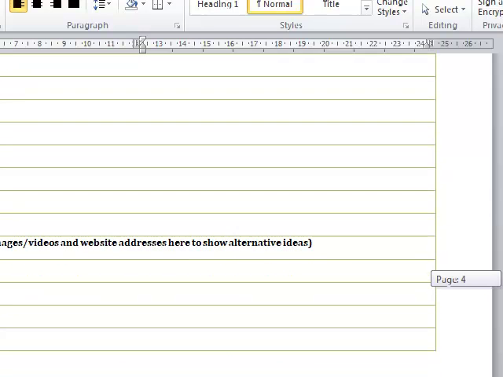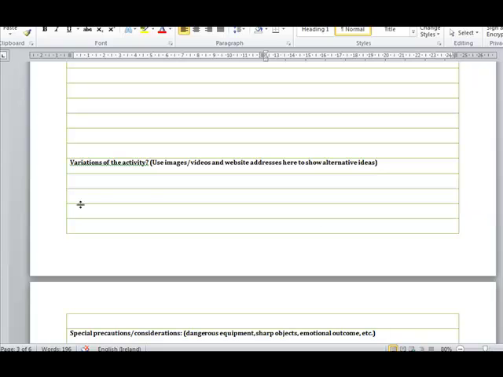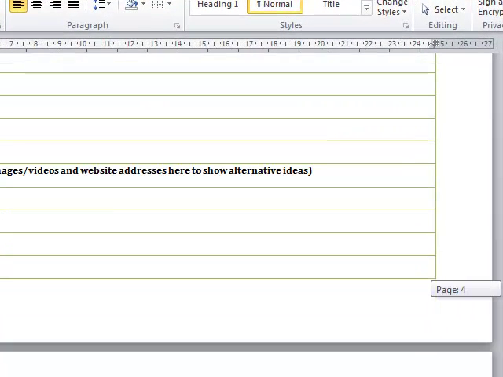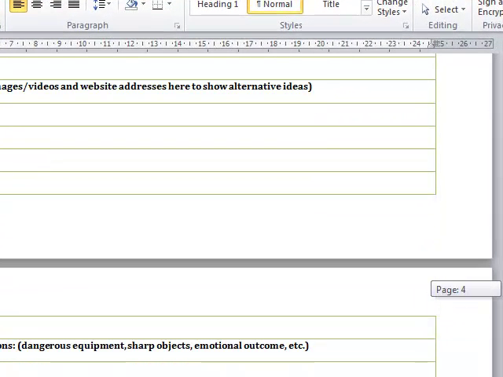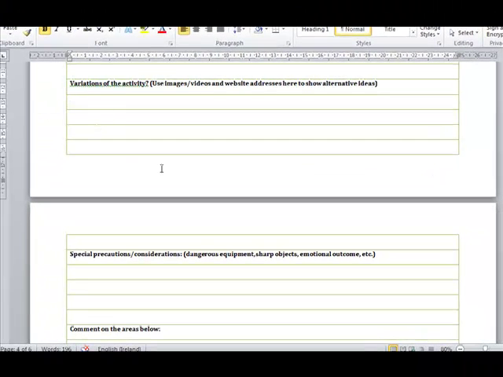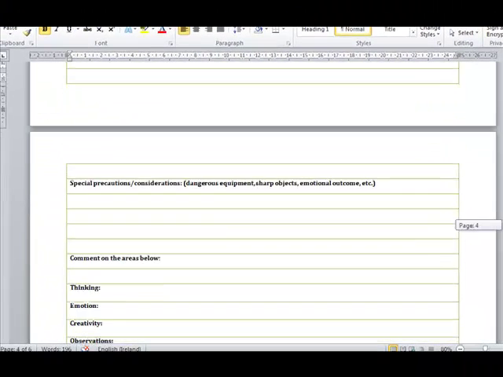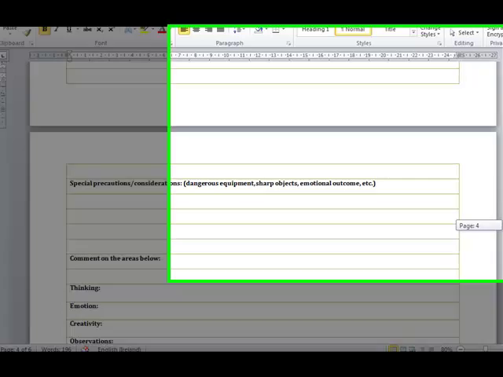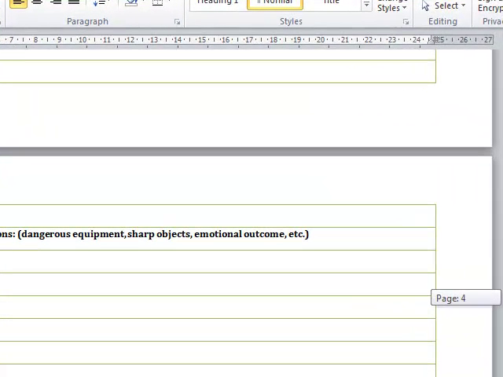Variations on the activities, so Body Island, any other ideas you have in terms of how you could do that differently. So I want those ideas in there, and that has to come from you. And go and have a look on the internet, look at videos, look at images. Don't be afraid to pop your images into here as well. Special precautions, anything you need to think about in terms of that area there, so sharp equipment, knives, scissors and so on.